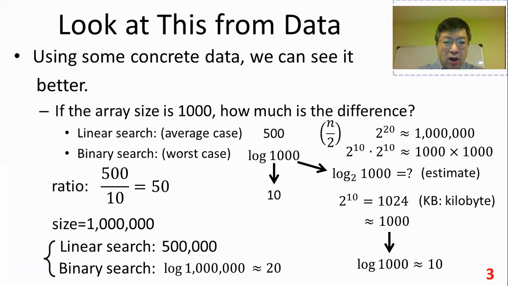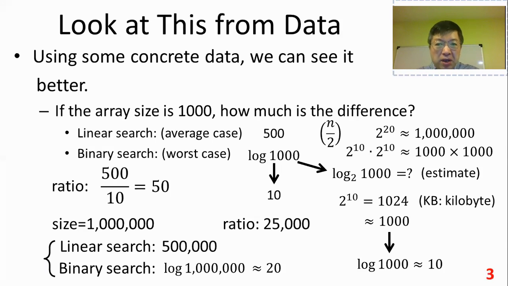Then we make this comparison. Now we can see the big difference. This time the ratio is 25,000. That's really big. 25,000. That's a really big difference. So you get a clear idea.